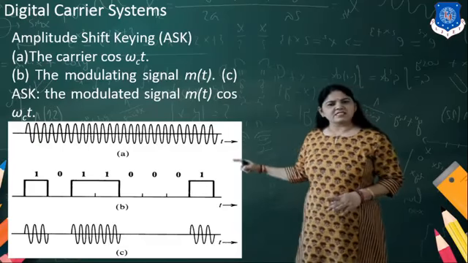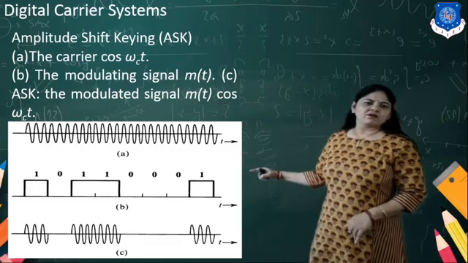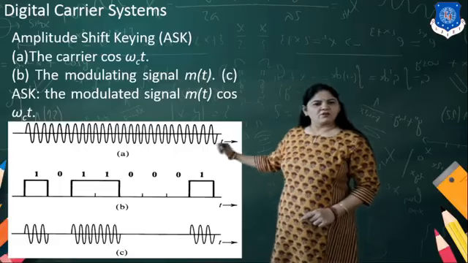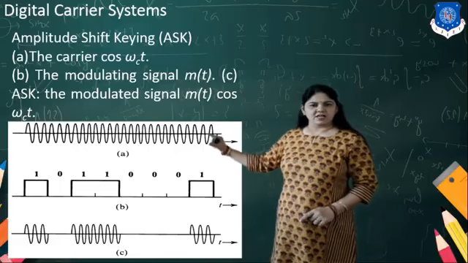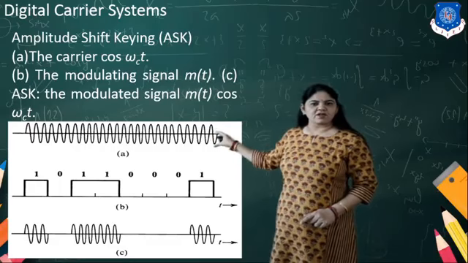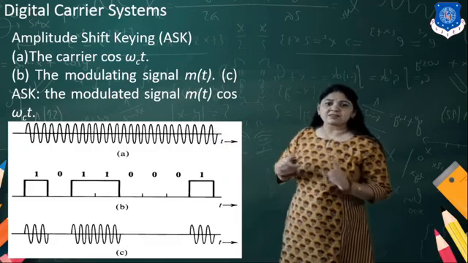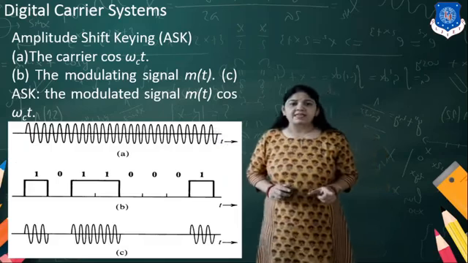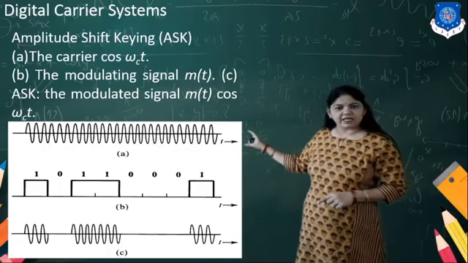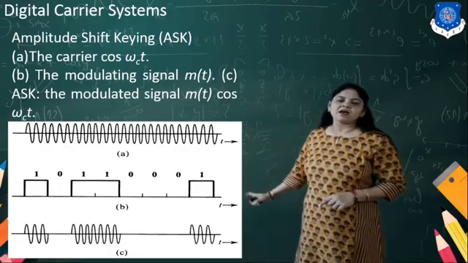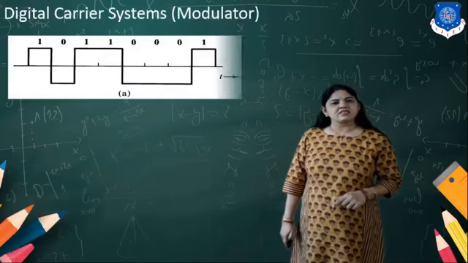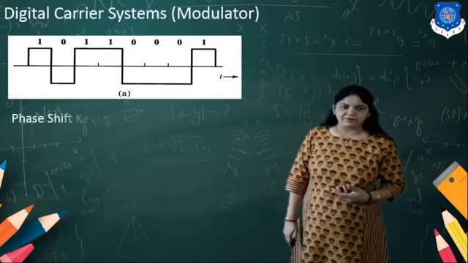So in the ASK signal, what do we have? We have the ASK output: for the 1, the signal has its full amplitude, the maximum. For the 0, there is no output. So in ASK, the 1 means the maximum, whatever the amplitude of the carrier signal, and that remains as it is, and for the 0 there is no output. So this is the way we have ASK.